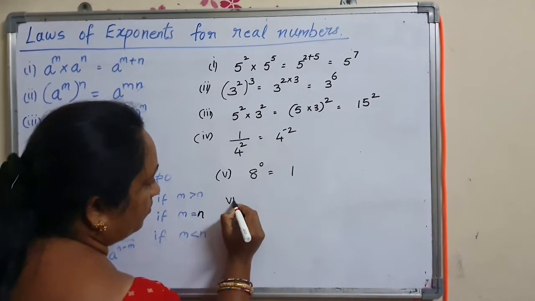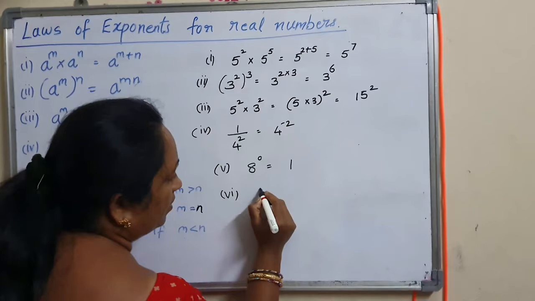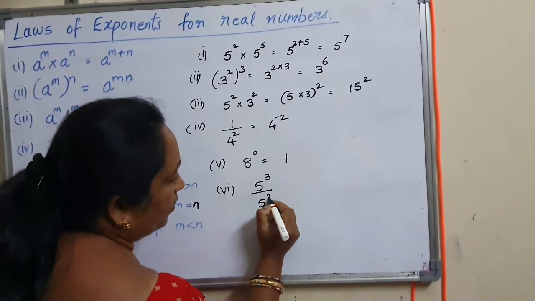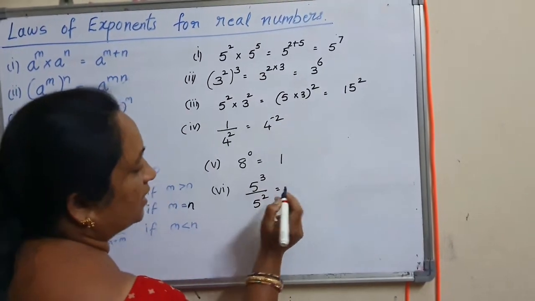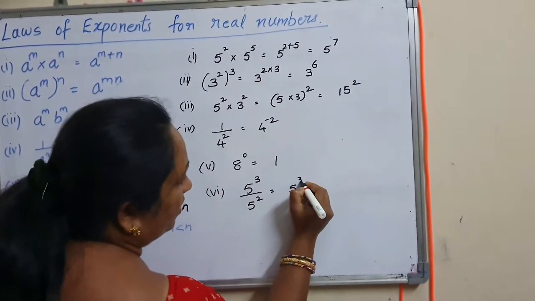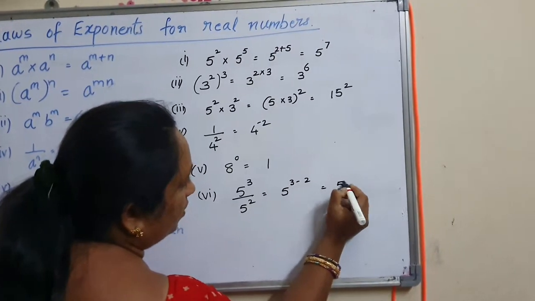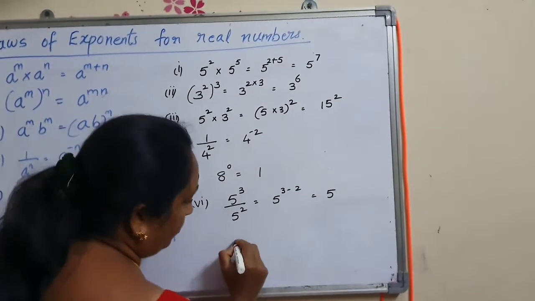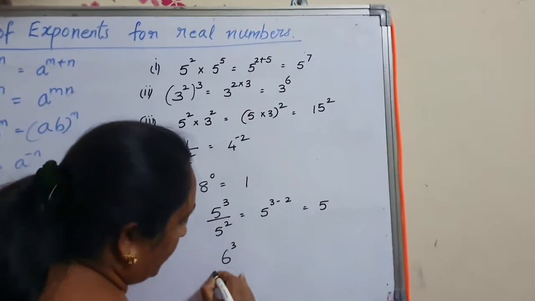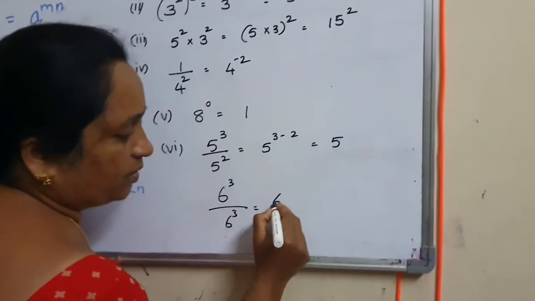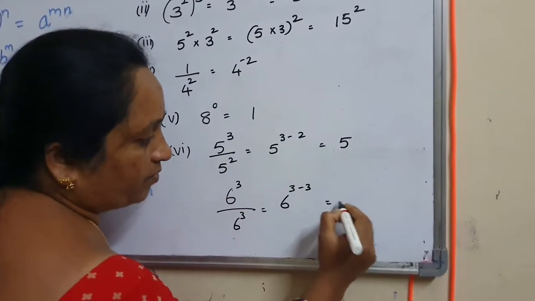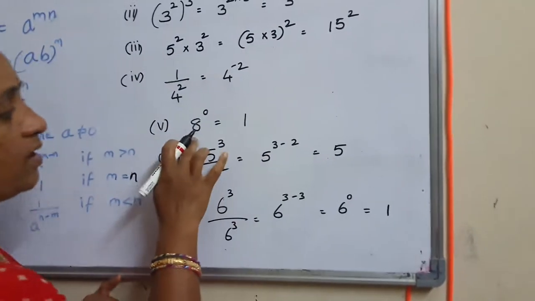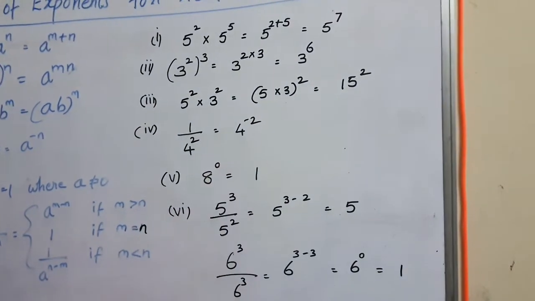Now the next one, 5 power 3 by 5 power 2. Here m is greater than n. Then you have to use 5 power m minus n, which is equal to 5. Now one more example regarding the condition m equal to n. 6 power 3 by 6 power 3 is equal to 6 power 3 minus 3, which is equal to 6 power 0. 6 power 0 is 1. That means any base to the power 0 is equal to 1.